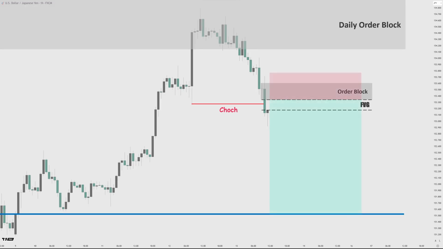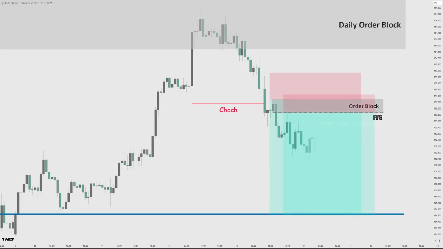Set your sell limit at the order block and place your stop loss above it, giving the price some room to breathe. Take partial profits when the price reaches your 1 to 2 risk to reward target and aim for the key levels ahead to maximize your trade.